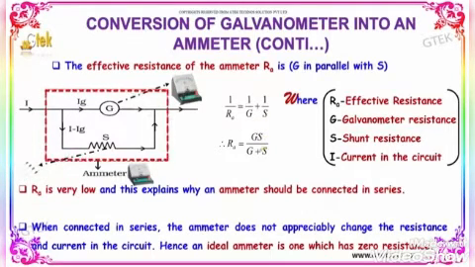Ra is very low and this explains why an ammeter should be connected in series. When connected in series, the ammeter does not appreciably change the resistance and current in the circuit. Hence, an ideal ammeter is one which has zero resistance.